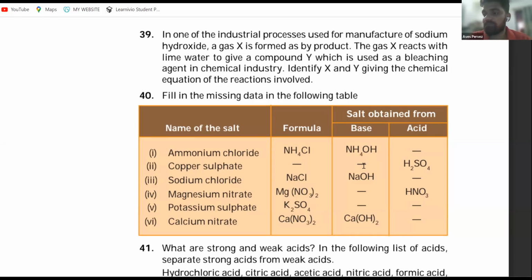Is that clear? Yes, sir. So you are going to get this one in the homework. You have to fill in the missing information, and I will add something more: you have to tell me whether the salt is acidic in nature or basic in nature.